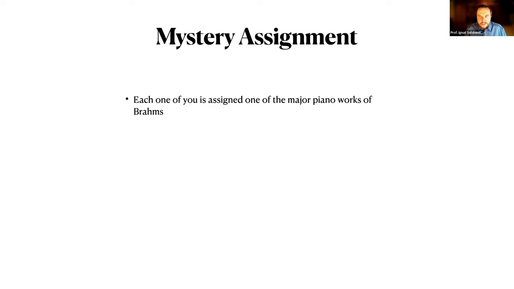You must get it physically from the library. There's plenty of copies of each of these pieces. Or use the Henle app. Curtis provides it for free on your iPad. I think most of you have iPads, so that's another great option. Okay, the exact nature of your assignment is yet to be revealed. But I do promise you, you won't be asked to practice or perform.